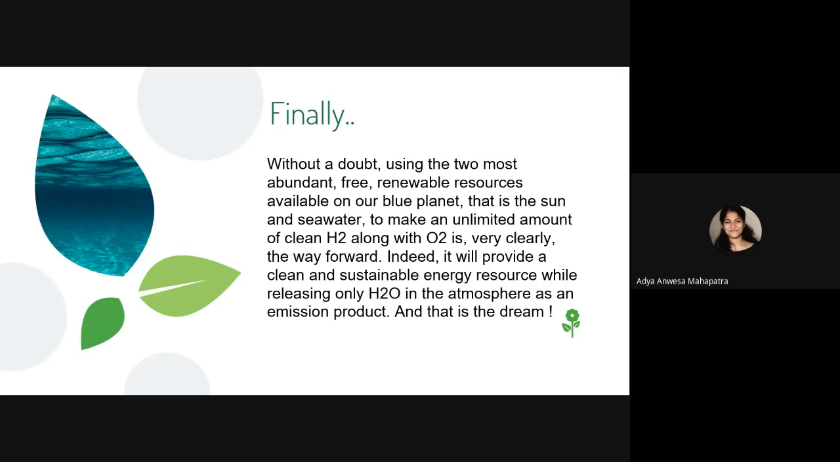So, in conclusion, without a doubt, using the two most abundant free renewable sources on our planet, that is the sun and water, to make unlimited amount of clean hydrogen, also oxygen, is the way forward. Indeed, it will provide a clean and sustainable energy resource while releasing water as the only emission product of burning this fuel. This definitely makes sense, and that's why scientists are now actively pursuing the process of artificial photosynthesis.